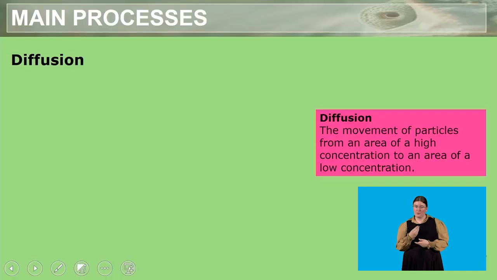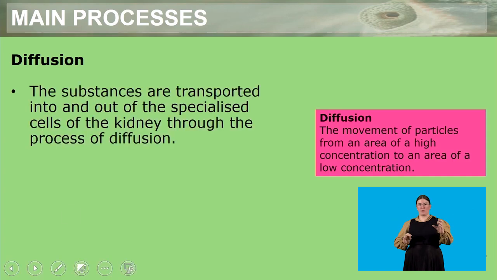We also have the process of diffusion taking place here. This is the movement of particles from an area of high concentration to an area of low concentration. So the substances are transported in and out of the specialized cells of the kidneys through the process of diffusion.